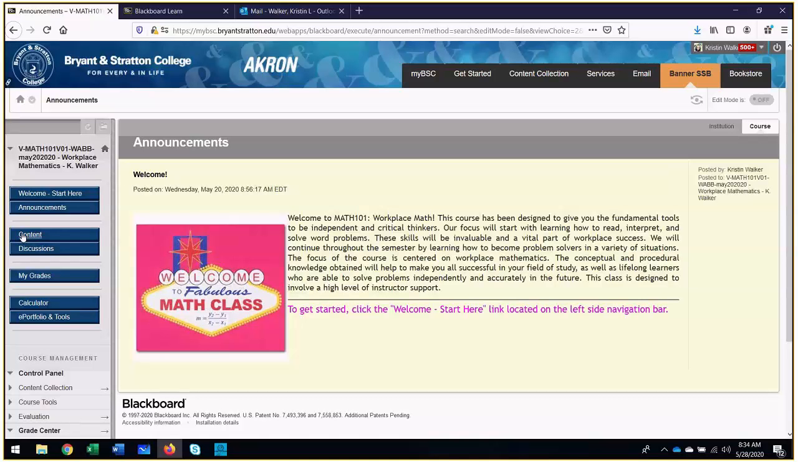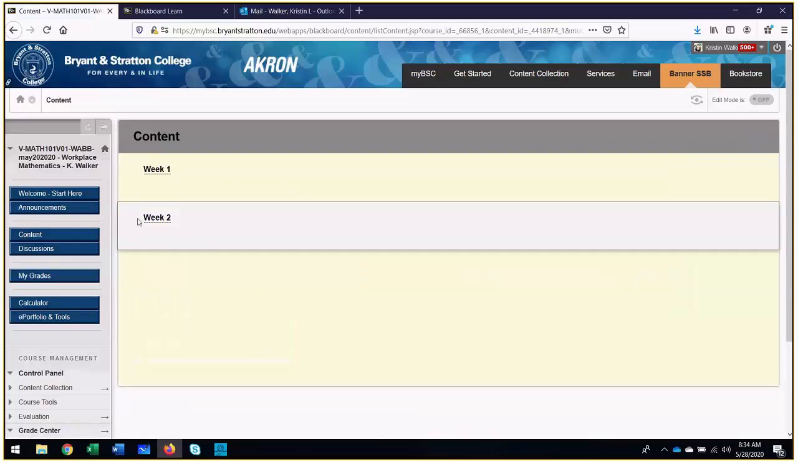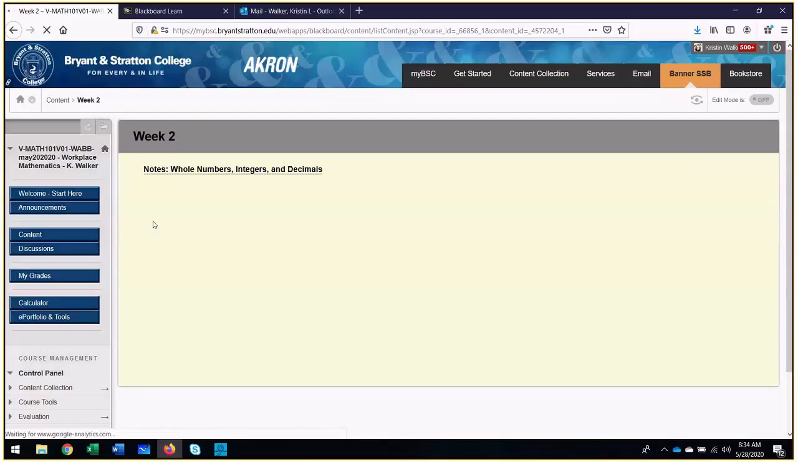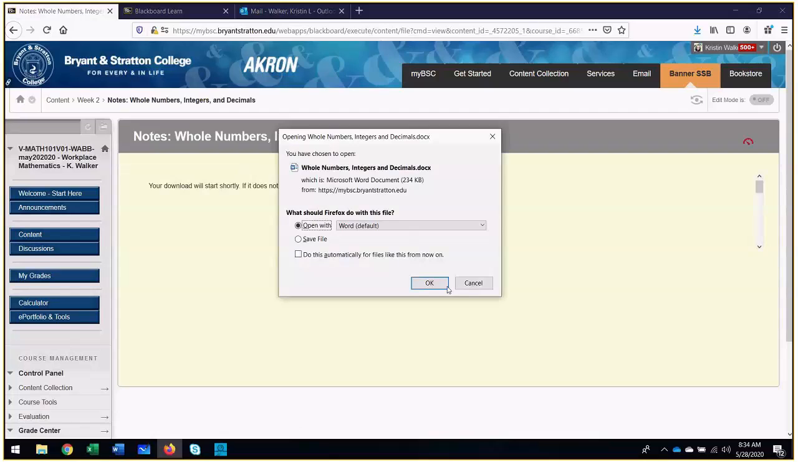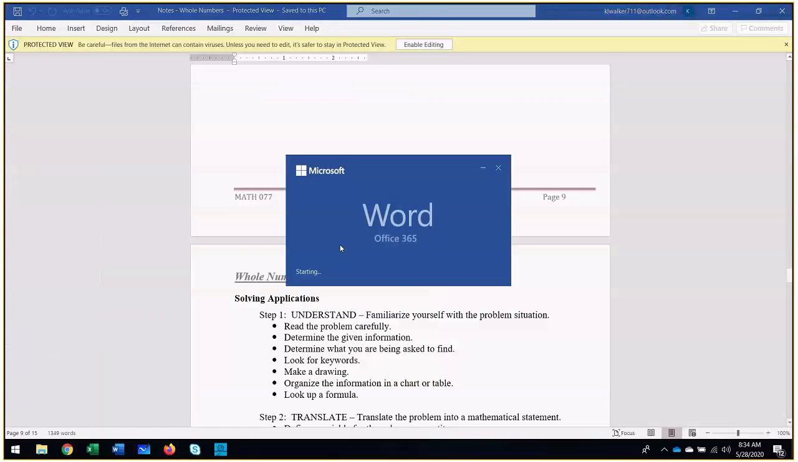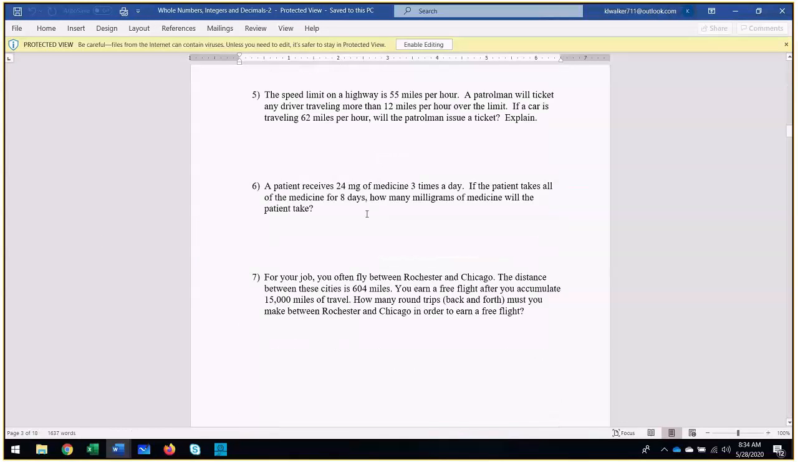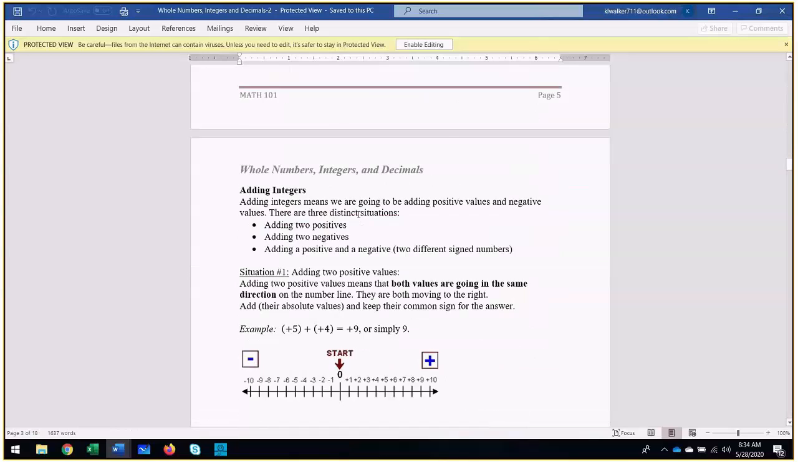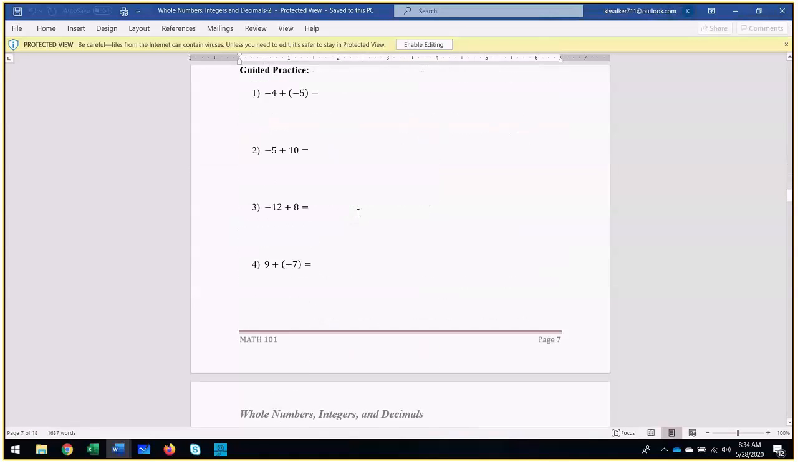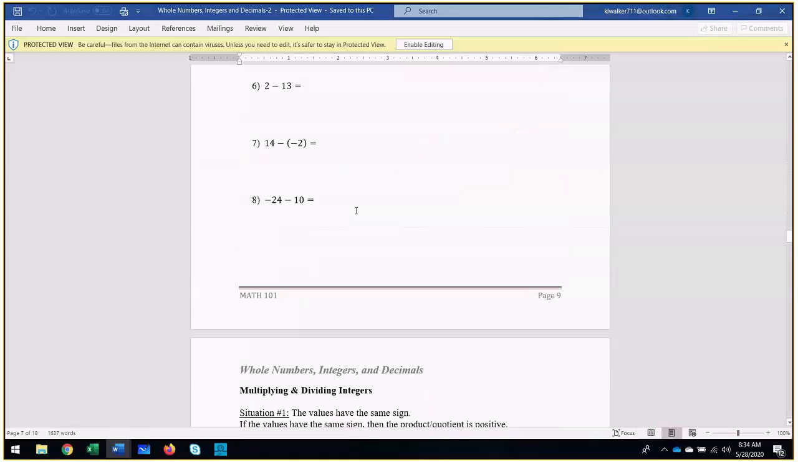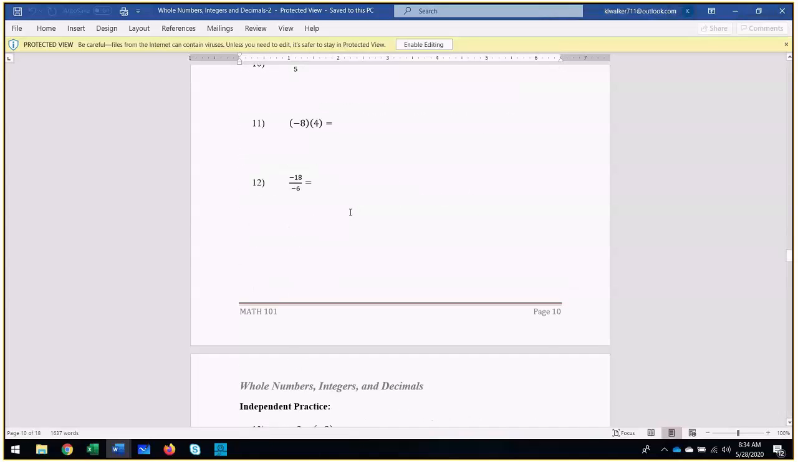Over here on the left in content, in week 2, these are the notes that I'm working out of. So anybody who wasn't here, or if you want to go ahead and download them now real quick, this is what I'm going to work off of. It's a Word document. You can just pull it up and go through it like that. We went all the way up to multiplying and dividing integers. So I'm going to be starting today on page 10.